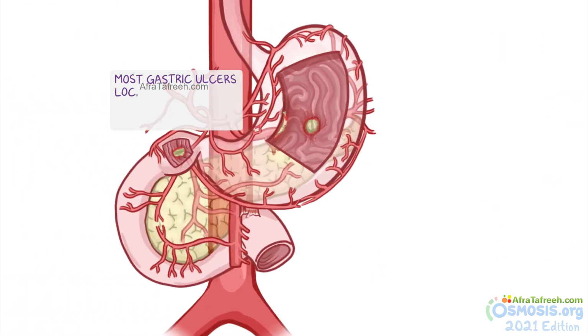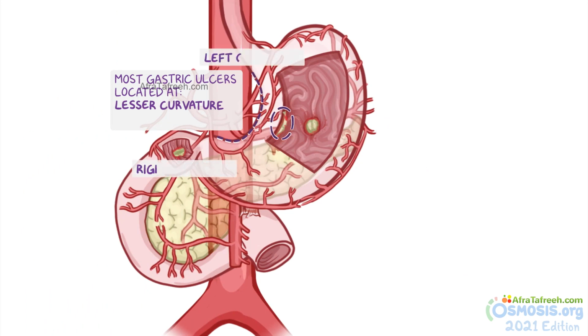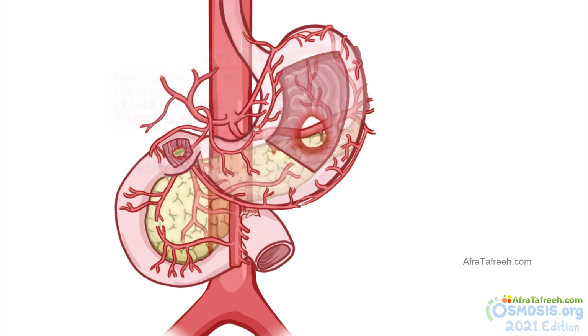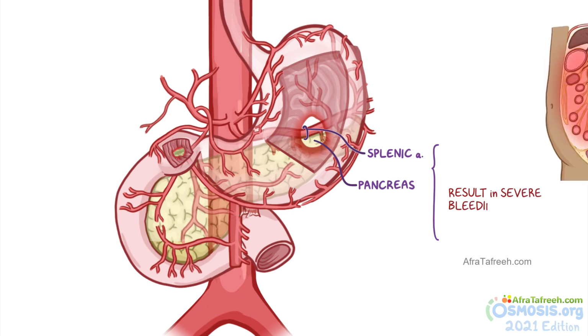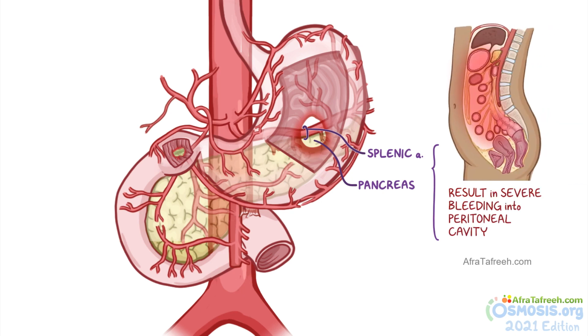Most gastric ulcers are located at the lesser curvature of the stomach, an area where both the left and right gastric artery can be found perfusing the stomach. So, if a gastric ulcer erodes the lesser curvature, this can result in an upper gastrointestinal bleed. Gastric ulcers can also be located posteriorly, in which case they can erode through the stomach wall and into the pancreas. In doing so, these ulcers can also erode the splenic artery, which lies along the upper border of the pancreas, resulting in severe bleeding into the peritoneal cavity.